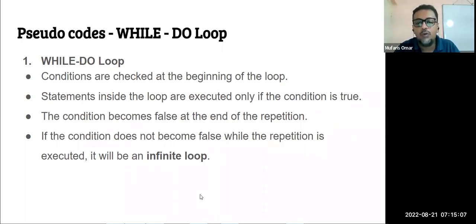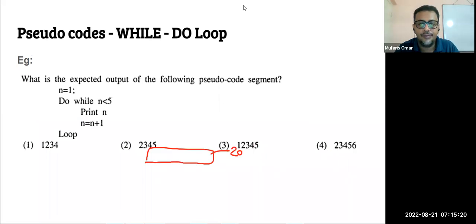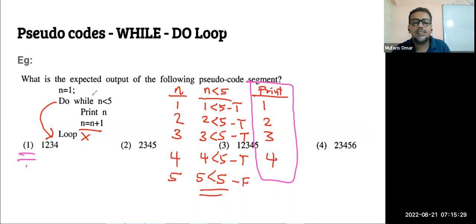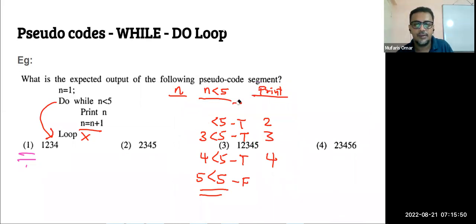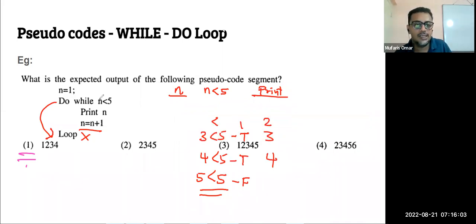Okay, if the condition does not become false, we'll take this example. Look at this one. We said once the condition becomes false, once n becomes 4, less than 5, the loop will be terminated. Let's change the condition here. Let's say this is n greater than 5.